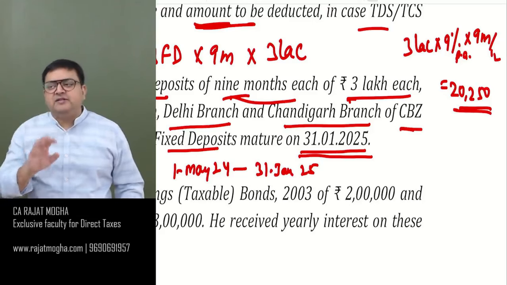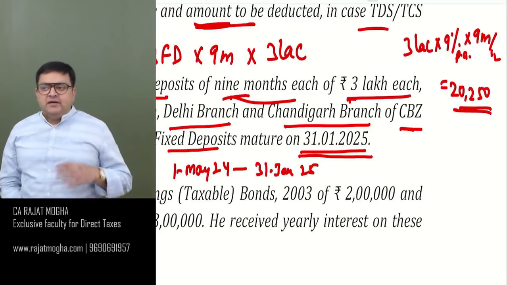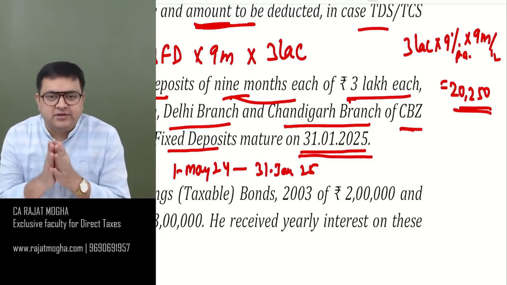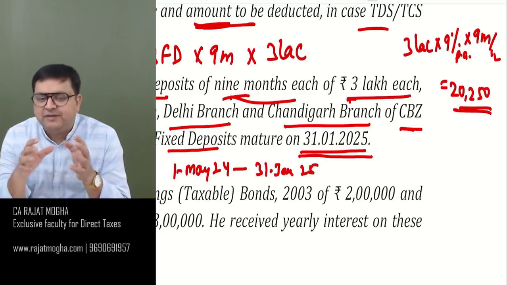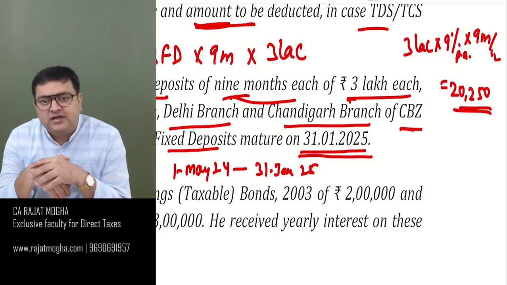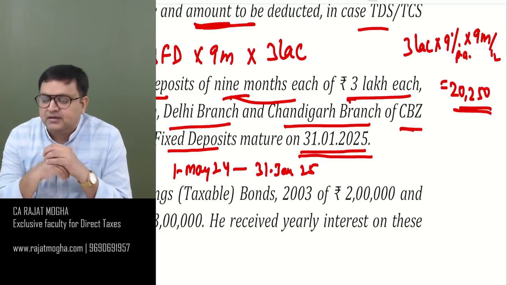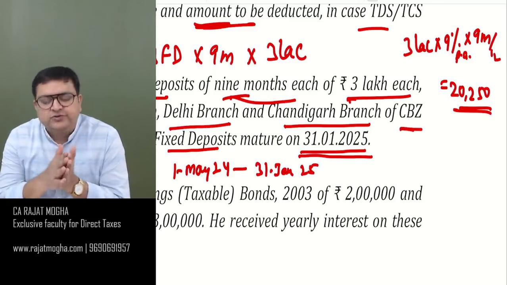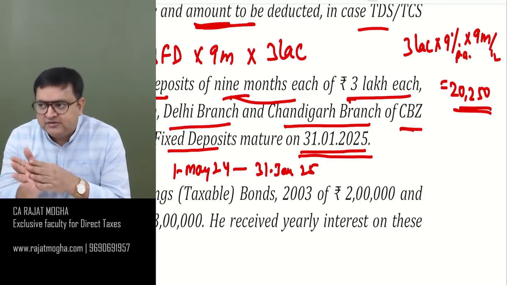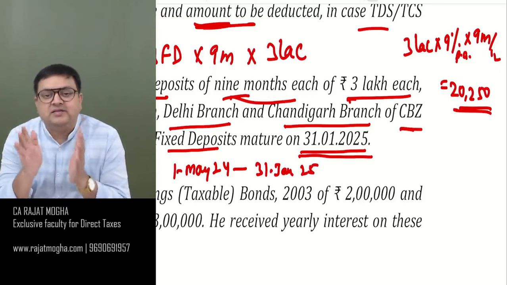Tell me what is the threshold limit which you will apply. First of all, tell me it is an interest on securities or interest other than securities. You have deposited the money in FD. Whether the bank has issued you any debentures, whether the bank has issued you any bonds, no. It is other than security.